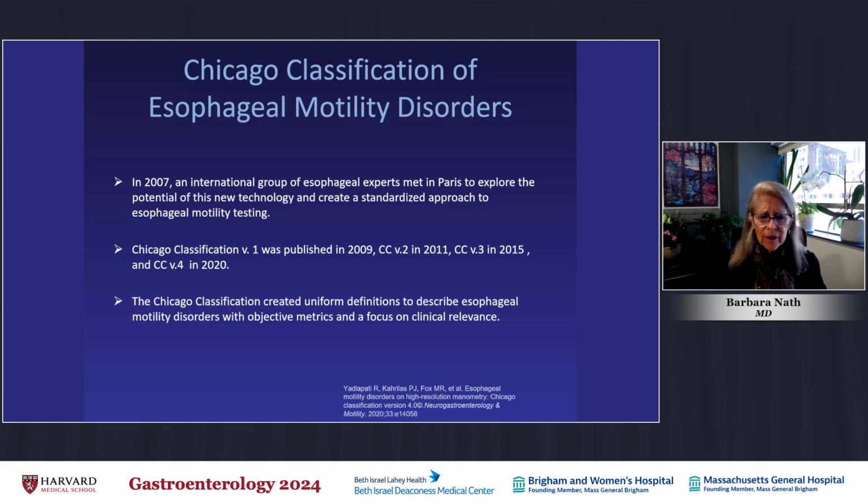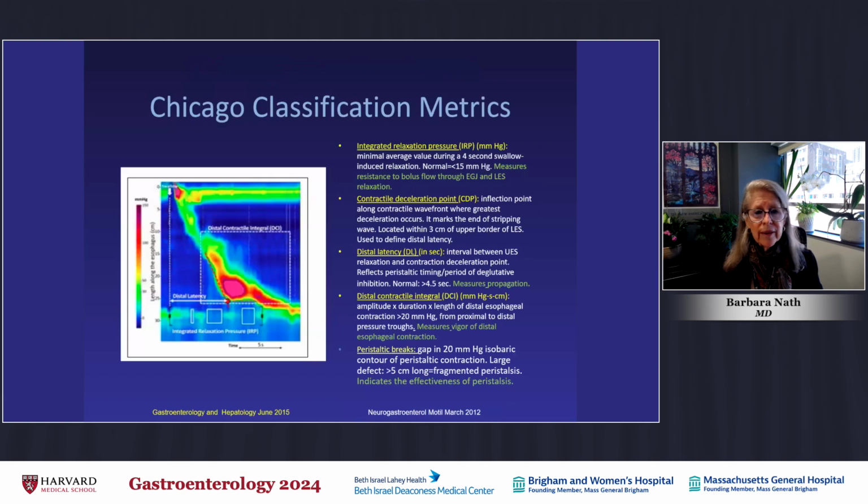The major power of the Chicago classification was that it created uniform definitions to describe esophageal motility disorders with objective metrics, and very important was that it was focused on clinical relevance. This is the terminology used in the Chicago classification. I just want to briefly review it so we have a common vocabulary. The integrated relaxation pressure, or the IRP, shown here at the bottom, is basically a measure of LES relaxation and resistance to bolus flow through the EGJ.